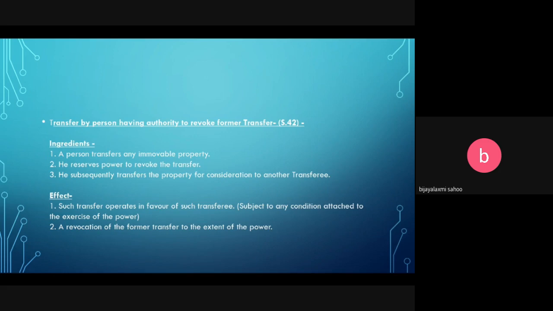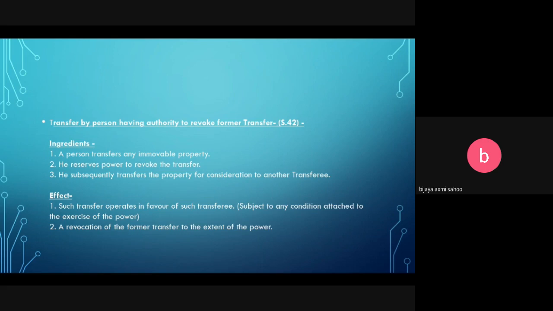If I am making a clause like that, and he is subsequently transferring the property for consideration to another transferee, then the effect would be that such transfer operates in favor of such transferee, because I had kept the power of revoking the transfer. Right now, I'm transferring it to another transferee. Now, such transfer operates in favor of the transferee, subject to the condition attached therein.